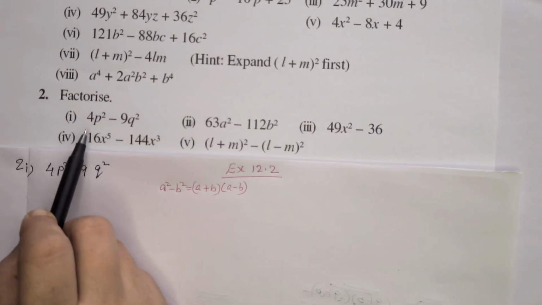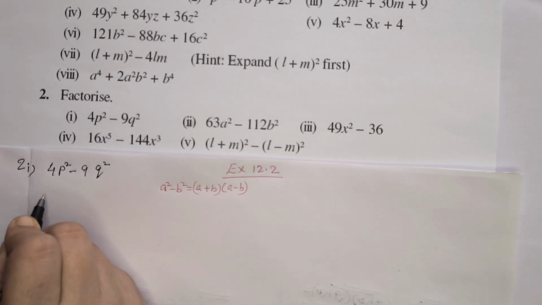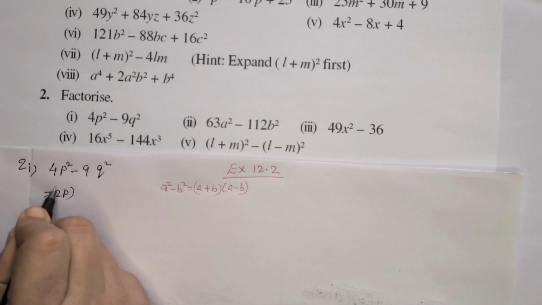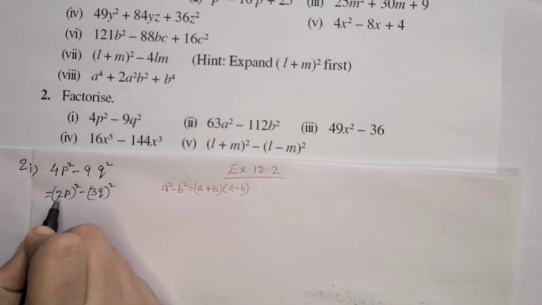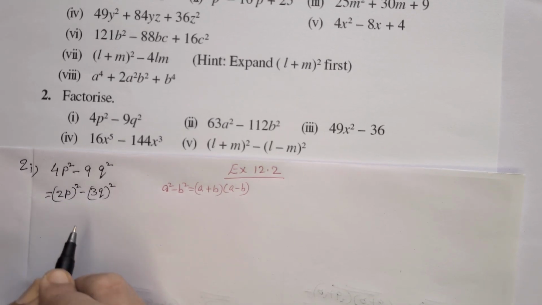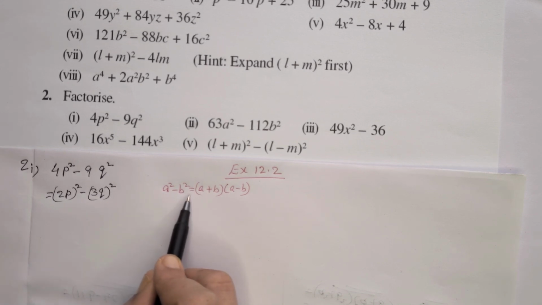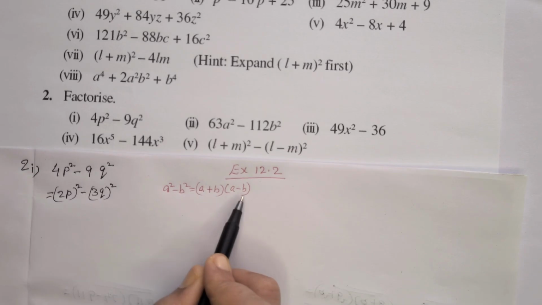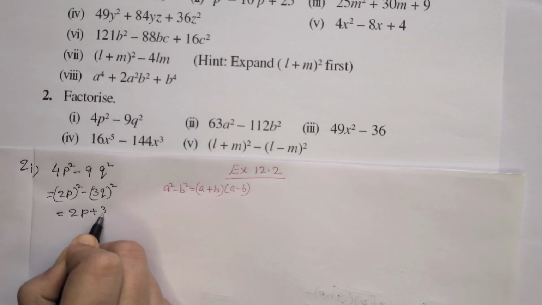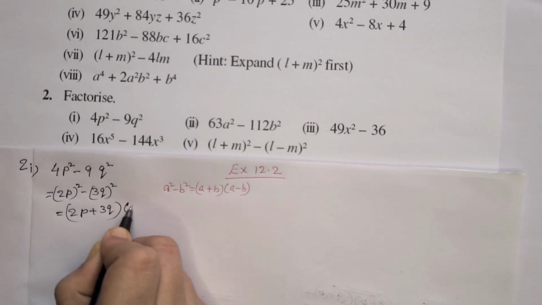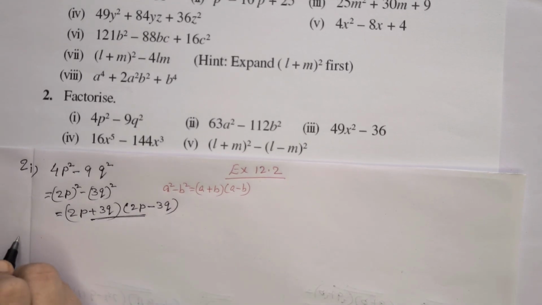Second question, factorize 4p square minus 9q square. This we can write as 2p the whole square minus 3q the whole square, since 4 is the square of 2 and 9 is the square of 3. So that is in the form a square minus b square, the identity. We know that a square minus b square is equal to a plus b into a minus b, which is equal to, here a is 2p, so 2p plus 3q into 2p minus 3q. That's the factorized form.